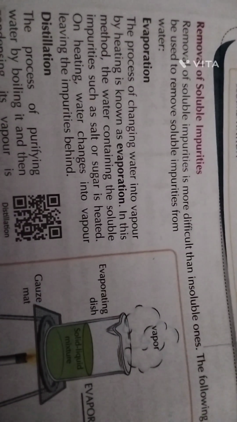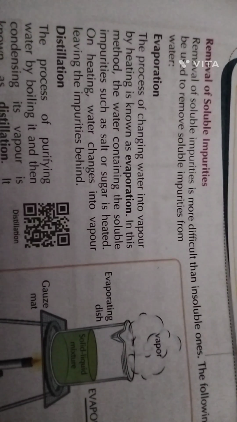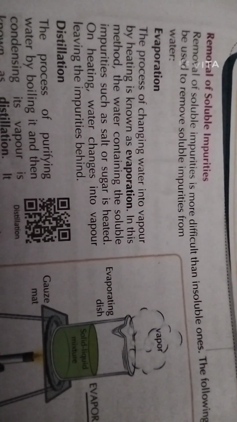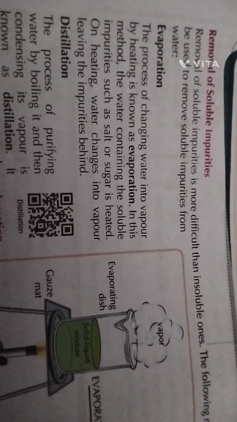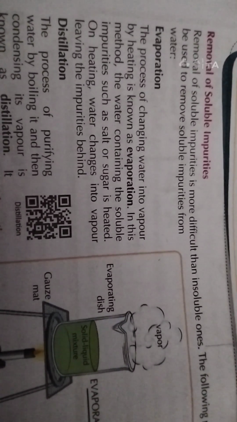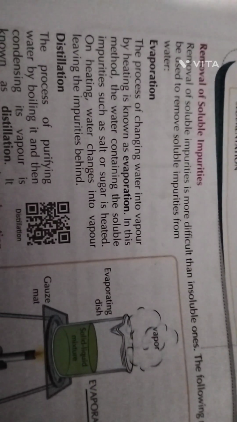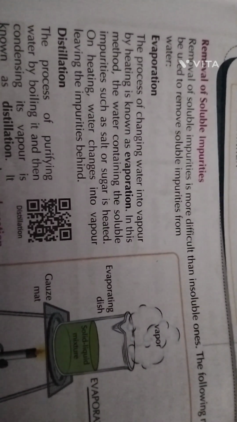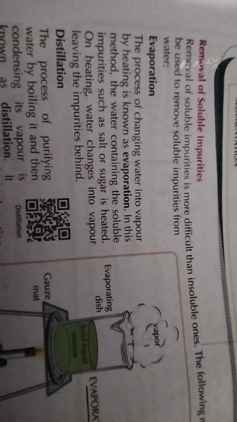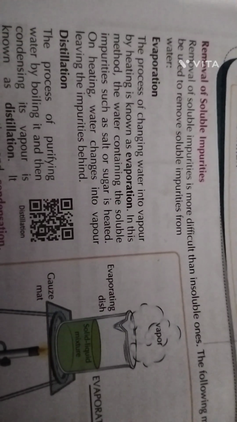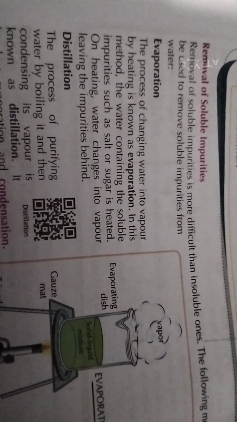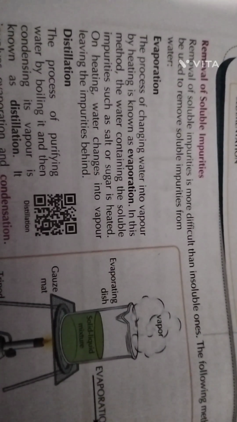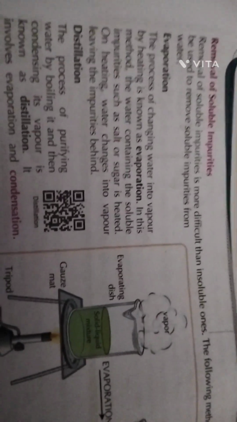Evaporation: the process of changing water into vapor by heating is known as evaporation. When we heat water, the steam that rises from it is called the process of evaporation. In this method, water containing soluble impurities such as salt or sugar is heated. On heating, water changes into vapor, leaving the impurities behind.